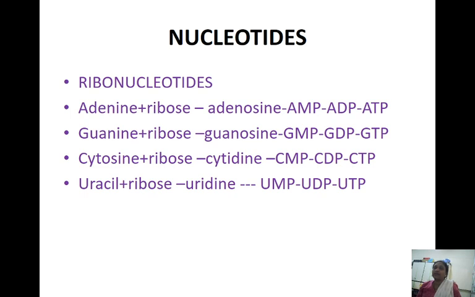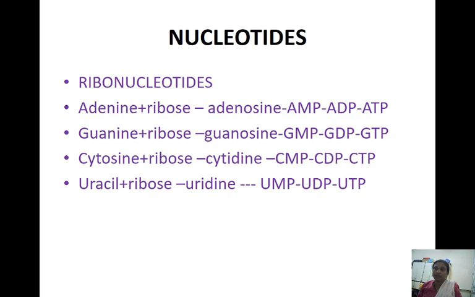And further phosphorylation, addition of one more phosphate group to the existing one, forms CDP, and on further phosphorylation forms cytidine triphosphate. Then uracil plus ribose forms a nucleoside, that is uridine. Uridine on phosphorylation forms its nucleotides UMP, UDP and UTP.